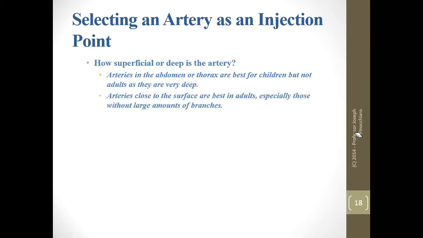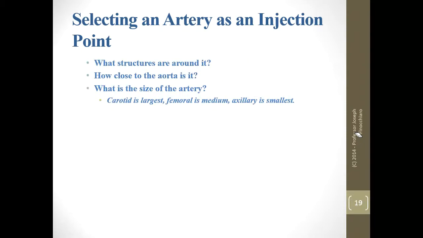So selection is based on the following questions. How superficial or deep? Arteries in the abdomen or thorax are best for children. However, if we want to get to them, we have to open up the abdomen or the chest, pull out viscera, or carve into the pericardium so that we can actually get to items. We don't necessarily want to have to do that on an adult where we have a lot more problems. The sternum is calcified, so getting in that way is going to be problematic. Going in through the abdomen means pulling out intestines on an adult. That's like 30-something feet of small intestine. We really don't want to have to deal with it, even though it might be ideal.